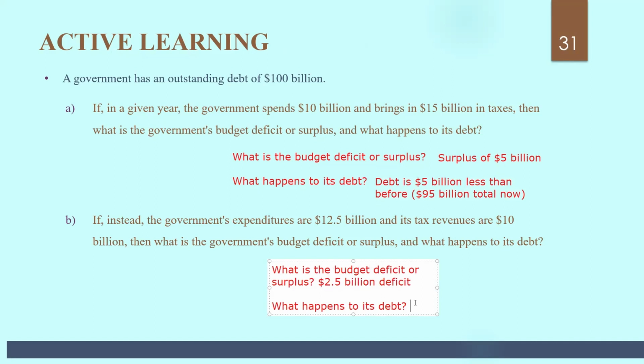Is its debt still, hold on. Wait, is it debt, it's expenditures? So deficit is per, oh, year. I didn't see the part at the top, sorry. Oh, it's okay. So you just add 2.5 billion to that then, right? Yes, exactly.